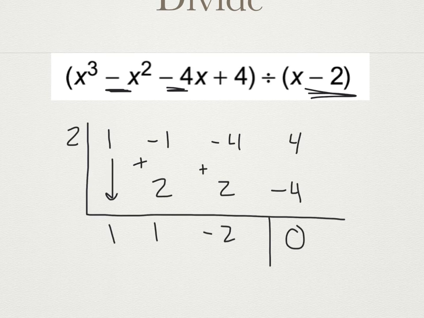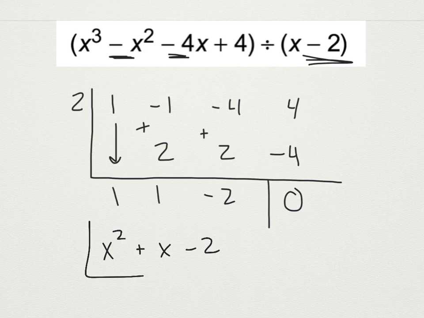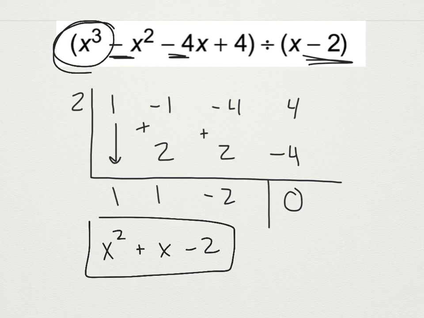So this 0 is our remainder. And then what term are we going to start with here? X squared. What comes next? Plus x, and then what's last? Minus 2. So our answer is going to start with 1 less than what our original equation started with. 1 less x term.